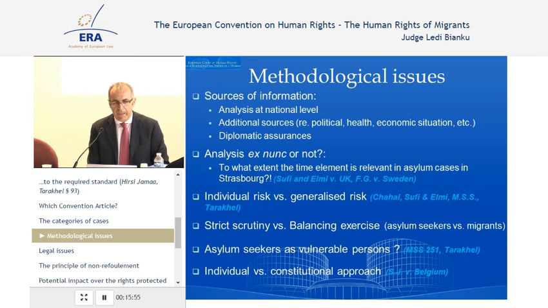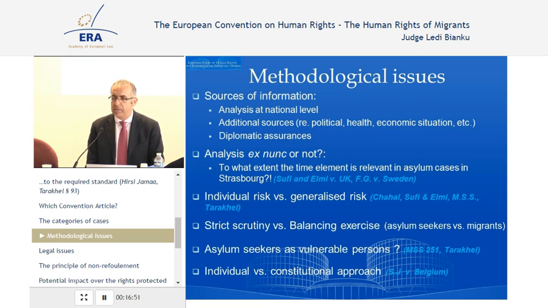Diplomatic assurances, this is a specific issue, so I'll not focus on that. I mentioned the analysis ex nunc, and the court does conduct an analysis ex nunc, so at the situation of the country of destination at the moment when the Strasbourg court is taking the decision. And in FG, we said we also have to take into account the changes in the personal situation of the asylum seeker. FG was converted from Muslim to Catholic in Sweden. The question of individual risk versus generalized risk: see especially Sufi and Elmi and MSS and Tarakhel, which resolved, so to speak, the dispute between Luxembourg and Strasbourg.